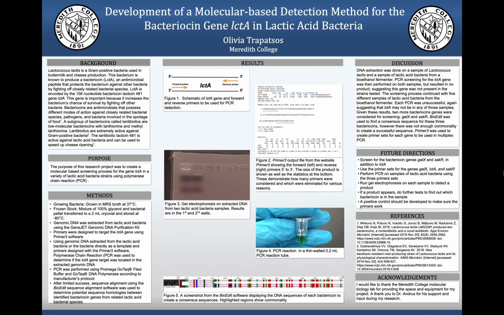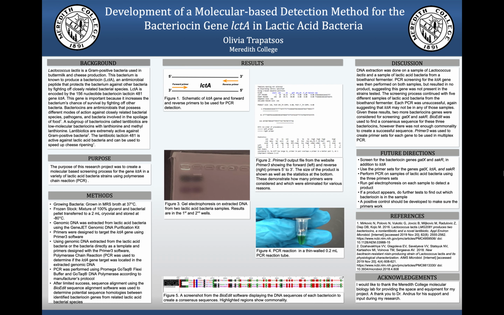My name is Olivia Trapatsos, and my project is the development of a molecular-based detection method for the bacteriocin gene lctA in lactic acid bacteria. The gene lctA is found in some lactic acid bacteria as a bacteriocin, a protein produced by one strain of bacteria to fight off other closely related bacterial species. Bacteriocins are important because they increase the bacterium's chance of survival.